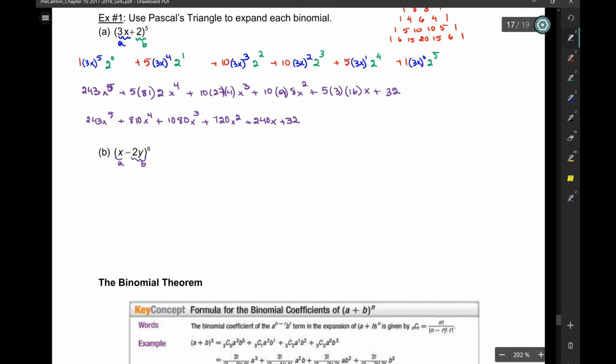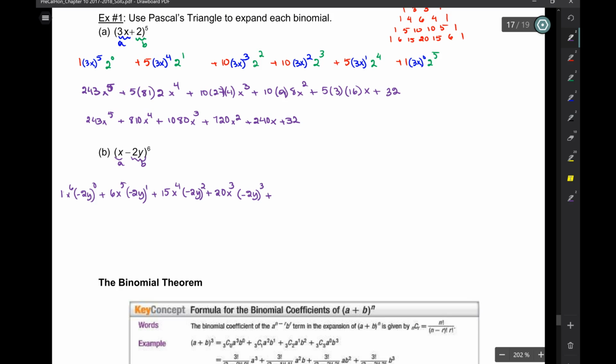My first coefficient is 1. Then I go x to the 6, negative 2y to the 0. Remember, your exponents must add up to 6. Then plus, the next coefficient is 6, x to the 5, negative 2y to the 1. Then 15, x to the 4, negative 2y squared. 20, x cubed, negative 2y cubed.